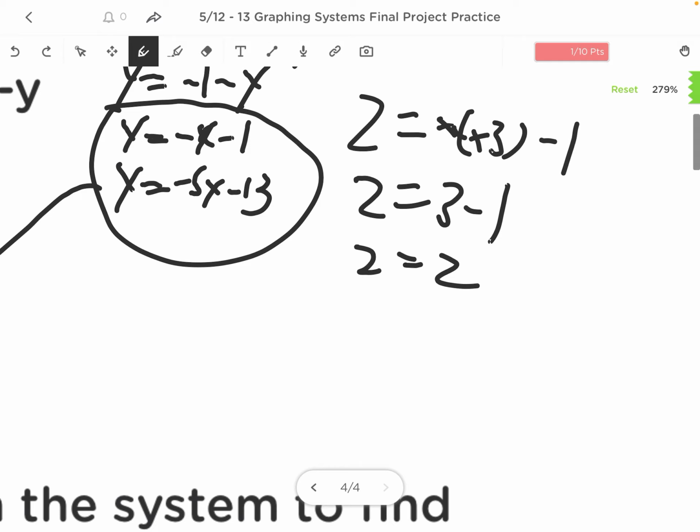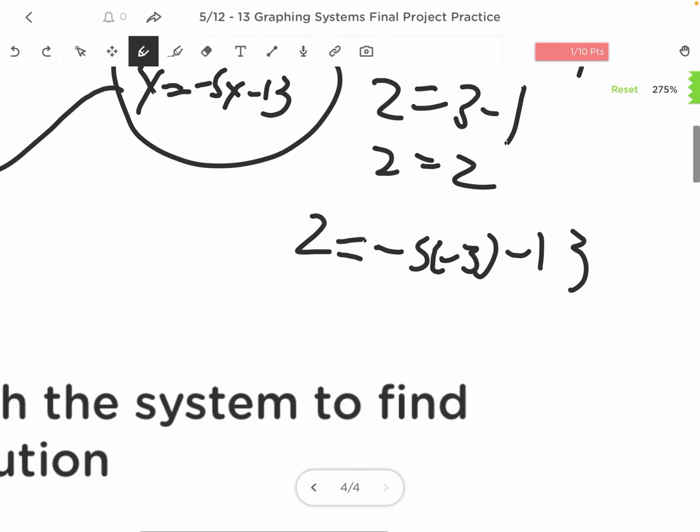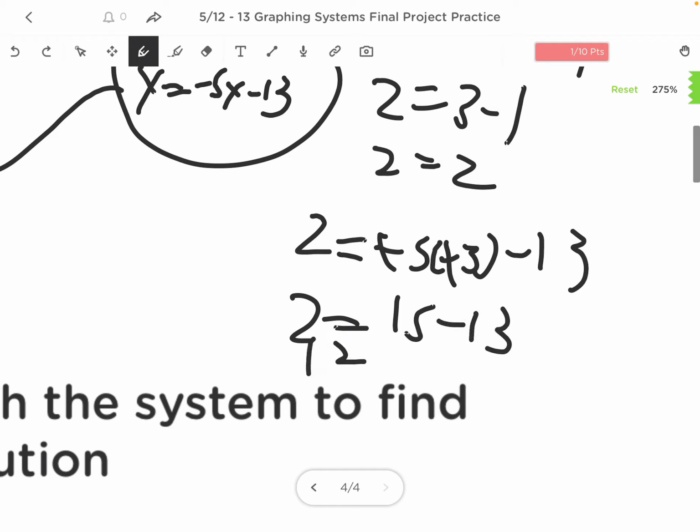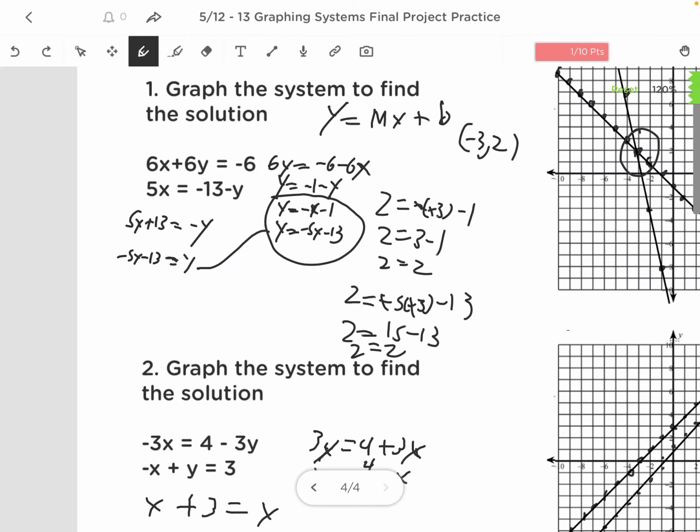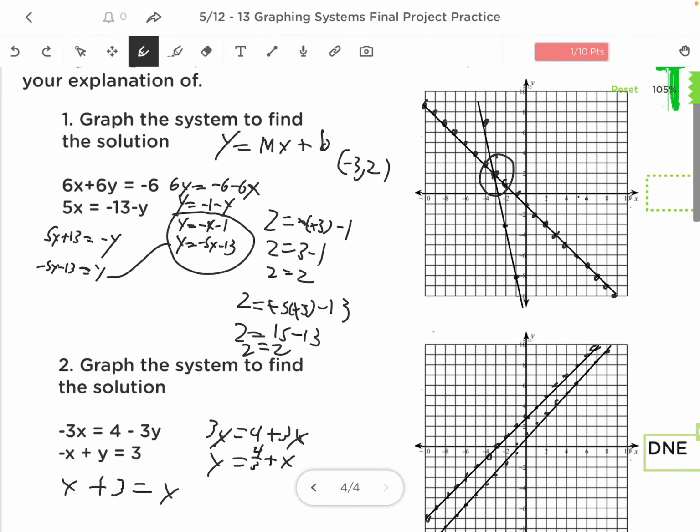Second equation, 2 equals negative 5 times negative 3 minus 13. These two negatives cancel each other out, so it's 5 times 3, which is 15, so 2 equals 15 minus 13, and from there you can easily say 2 equals 2. So the answer checks out, and it is negative 3, 2.